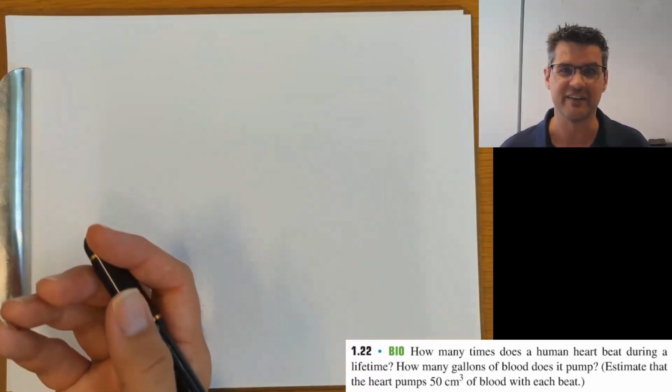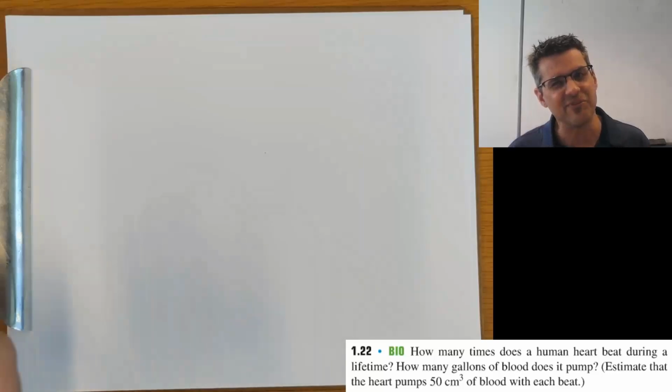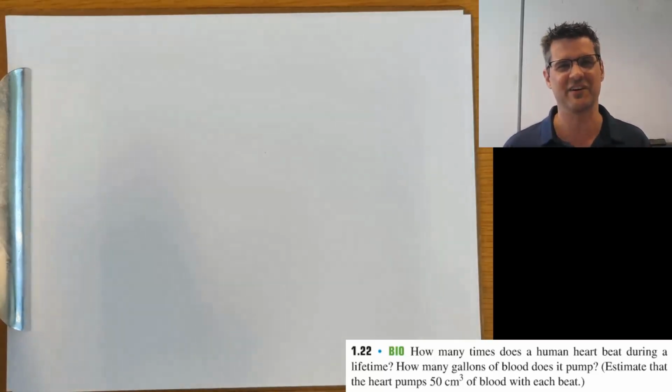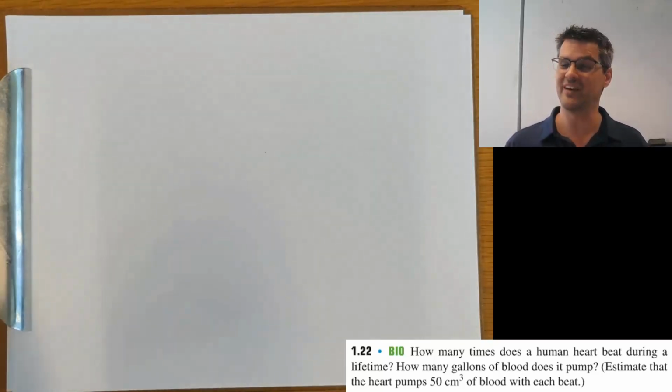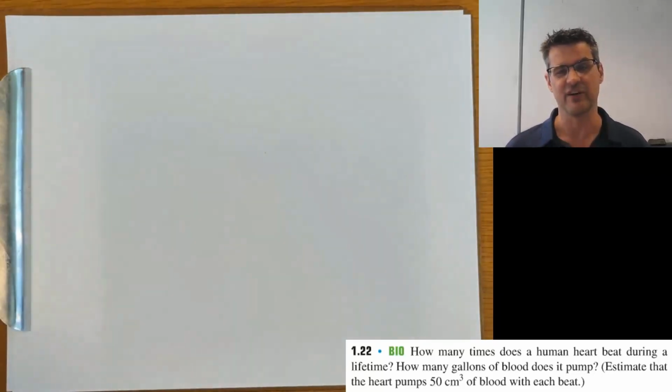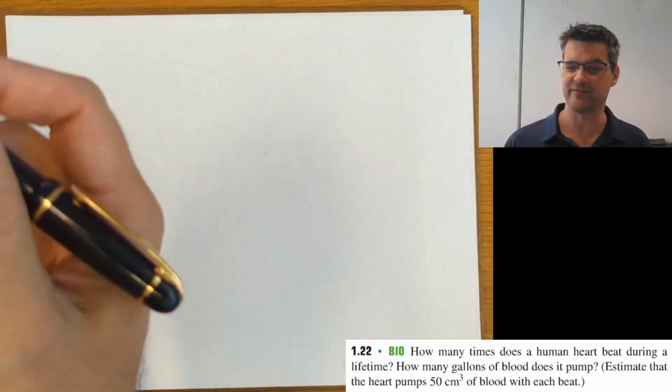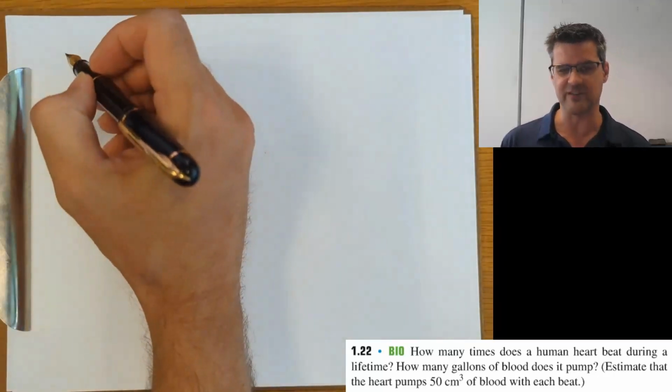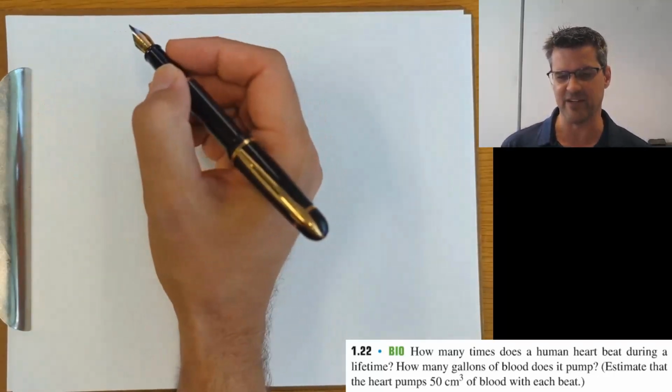Absolutely not. But we have some sense of what the pace of a heartbeat is. We have some sense of how long a typical person is going to live. So we could start to make some estimations of what the answers are for something like this. They're not going to be exact, but maybe they're good enough. So let's say we were wanting to do this kind of an estimation.